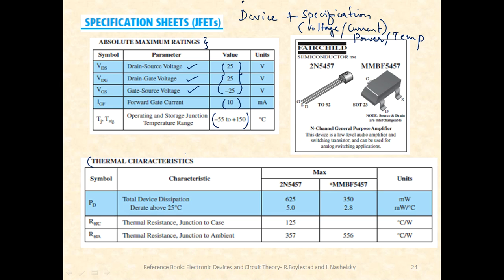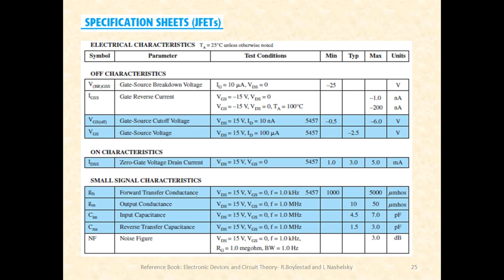Similarly, there are some thermal characteristics. Further, there are some electrical characteristics, off characteristics and on characteristics. These are extremely important. Similarly, there are small signal characteristics mentioned in the specification sheet. Well, these are extremely important.